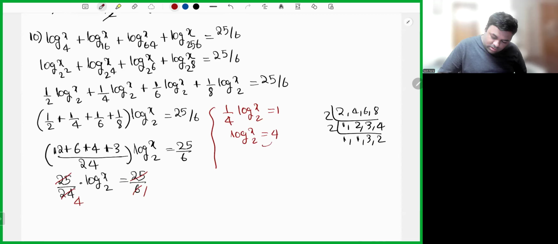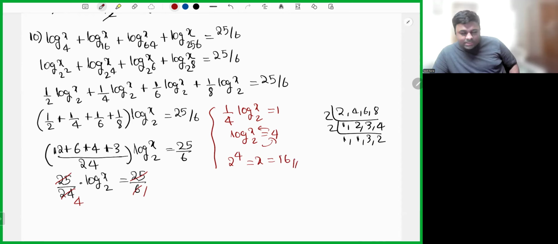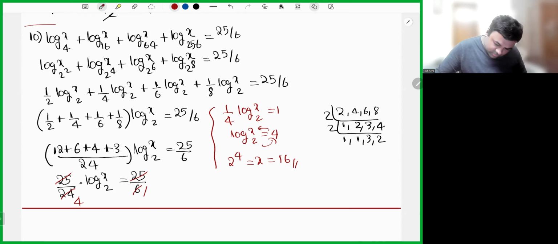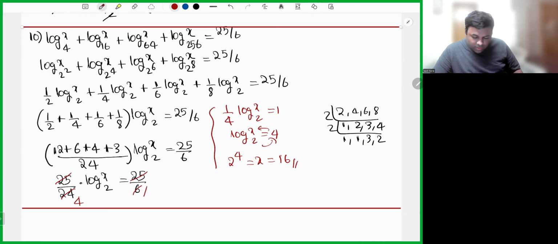Send 4 there. Log x base 2 equals 4. 2 power 4 equals x. What is 2 power 4? Obviously, sir, 16. Sir, I don't want this much headache. Can I do option verification? Yeah, you can do option verification. That's your headache. Who stops you? Nobody will stop you. Right?